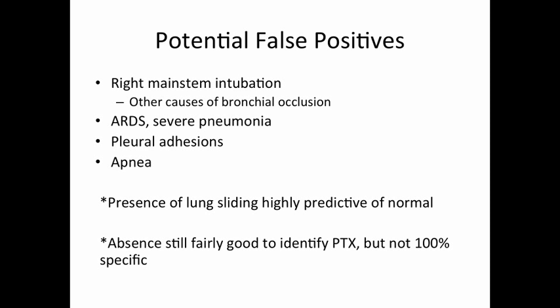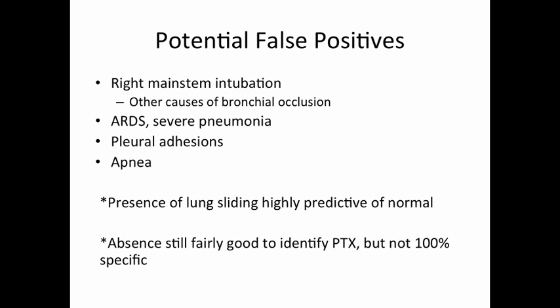Other causes include bronchial occlusion, so if you had, for example, a left upper lobe mass that didn't allow the left upper lobe to aerate, you may see lack of lung sliding in those areas. ARDS, again, severe interstitial lung disease, pleural adhesions, and of course apnea, so if the patient's not breathing, you won't see sliding of the lung.